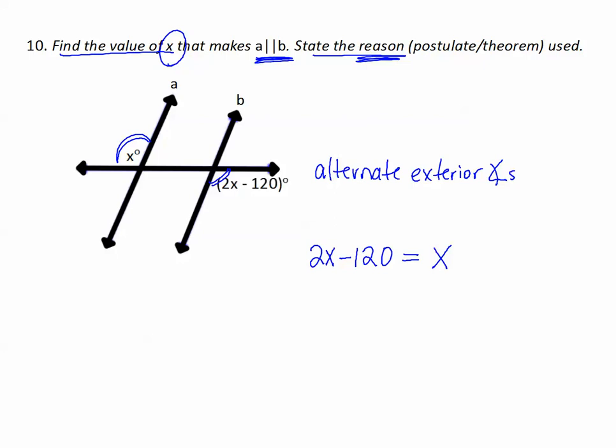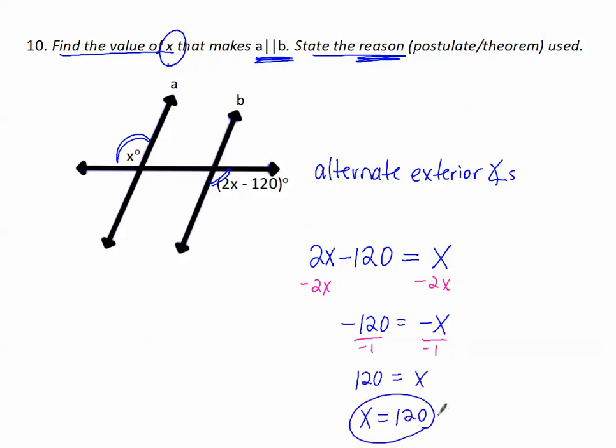I like to get my x's together first. So maybe minus 2x on both sides. And then negative 120 equals negative x. Divide by negative 1. And 120 equals x. But I prefer to write x equals 120. And you've done it.